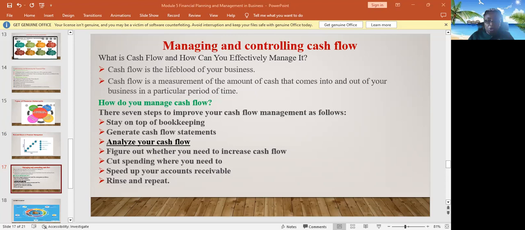The next thing is analyze your cash flow. How do you go about this? Take the information from your cash flow statement and use it to understand how money is moving through your business and how money is coming in and going out. Figure out whether you need to increase cash flow. You must figure out whether you are relying on your credit card or a line of credit to make ends meet.